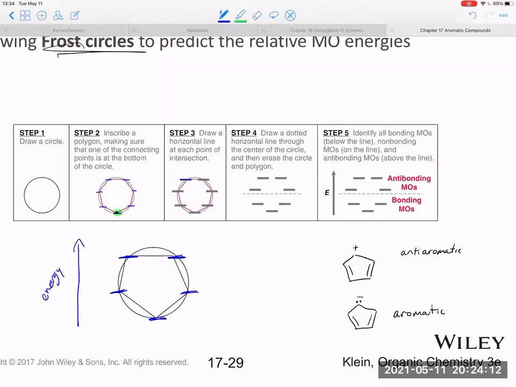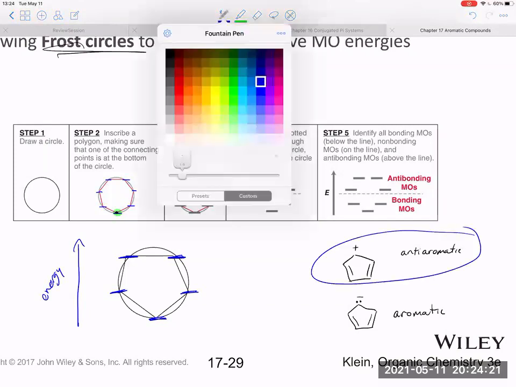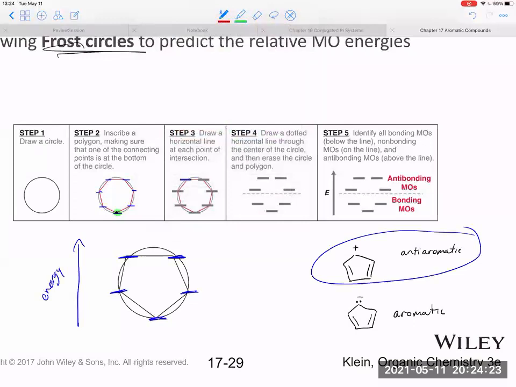These lines represent the molecules that are formed when these p orbitals mix together. So if I'm going to go for this compound here, my cyclopentadiene with the positive charge, how many electrons am I going to add to my molecular orbital diagram? Four, because I got these two here and these two here.